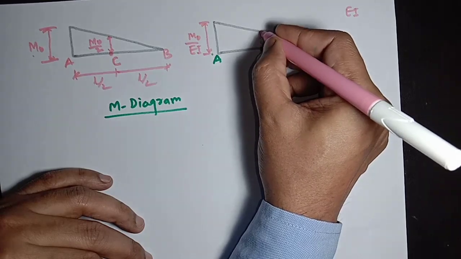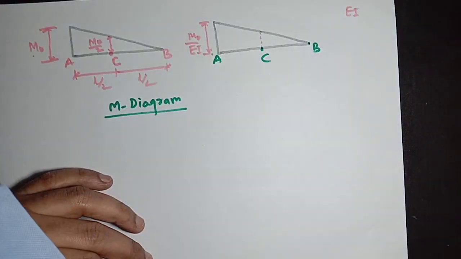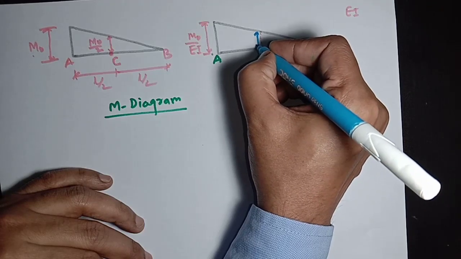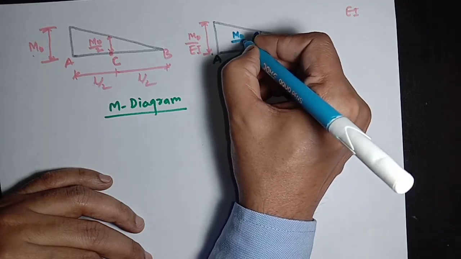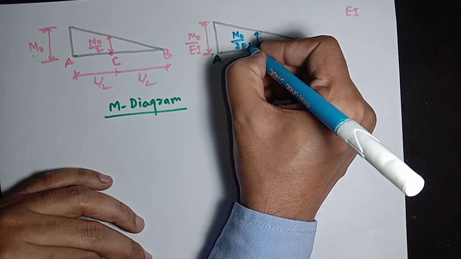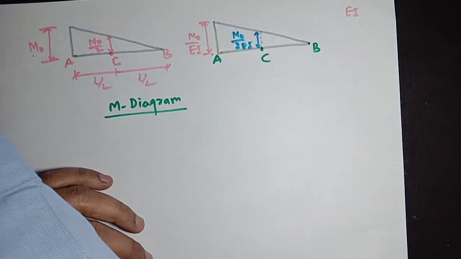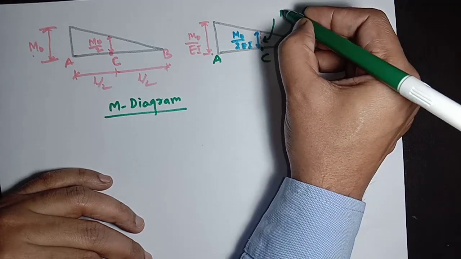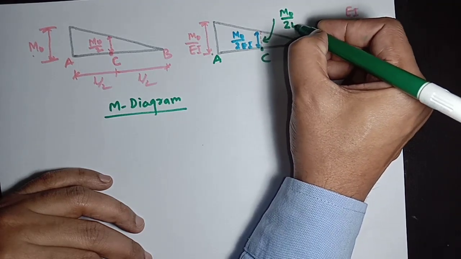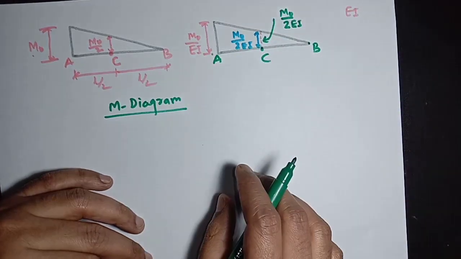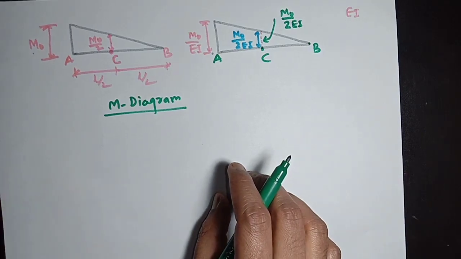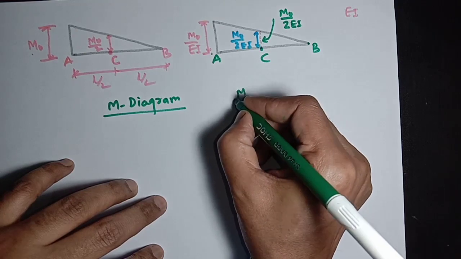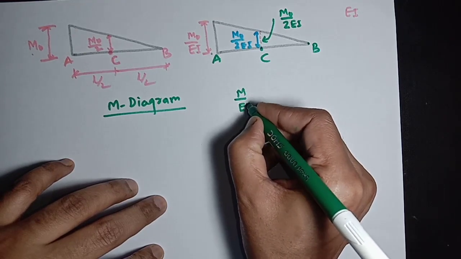And here at C, the value calculated is M0 divided by twice EI. Here the calculated value is M0 divided by twice EI at C. Now this is the M over EI diagram.